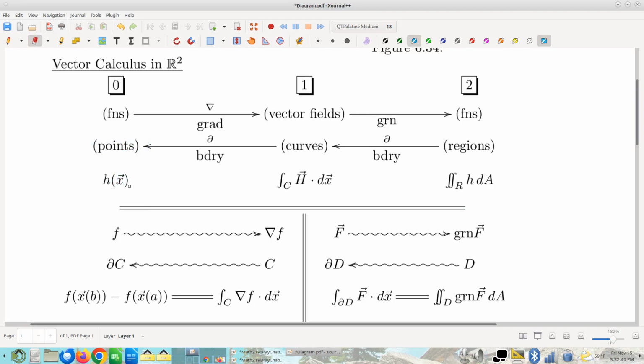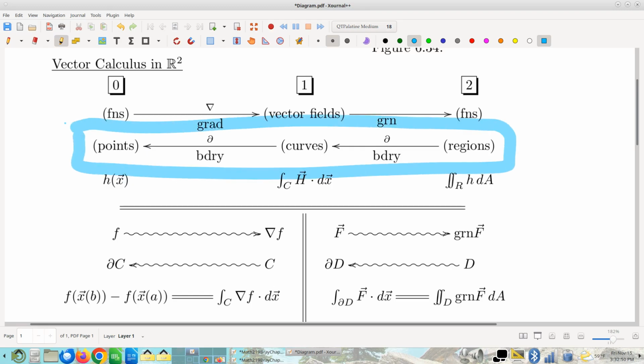Okay, so if you look at this diagram, where we take boundaries to turn one into the previous, notice the arrows go the other way. Right? Regions, two-dimensional regions, have boundaries that are curves. Curves in general have boundaries that are points, right? Starting point, ending point. And this too is exact.